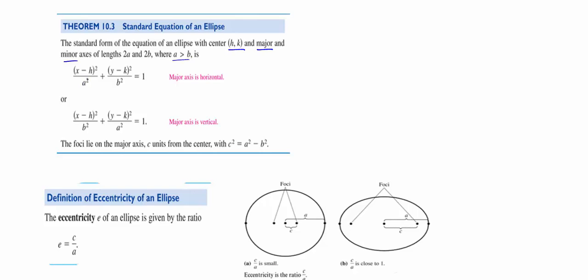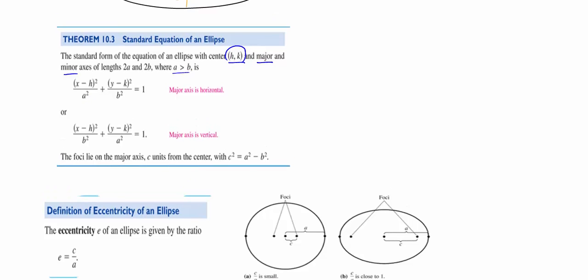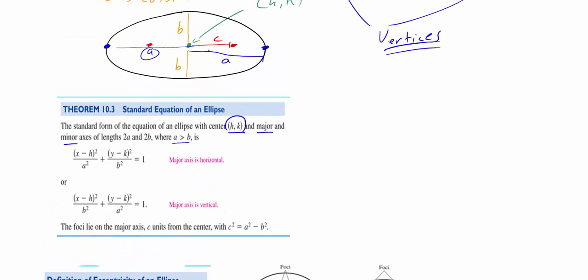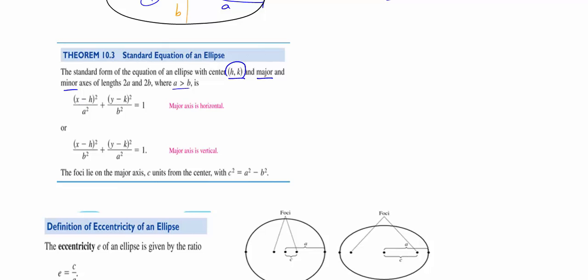So if we look at the formula, we have (x minus h) squared over a squared plus (y minus k) squared over b squared equals 1. And we know what h and k is. h and k is going to simply be the center of the ellipse. Now, the a value is the a value that we were talking about up here, which is the center to the vertex, and the b value is here part of the minor axis. So that's what we're talking about here on the bottom. We have a squared and b squared.